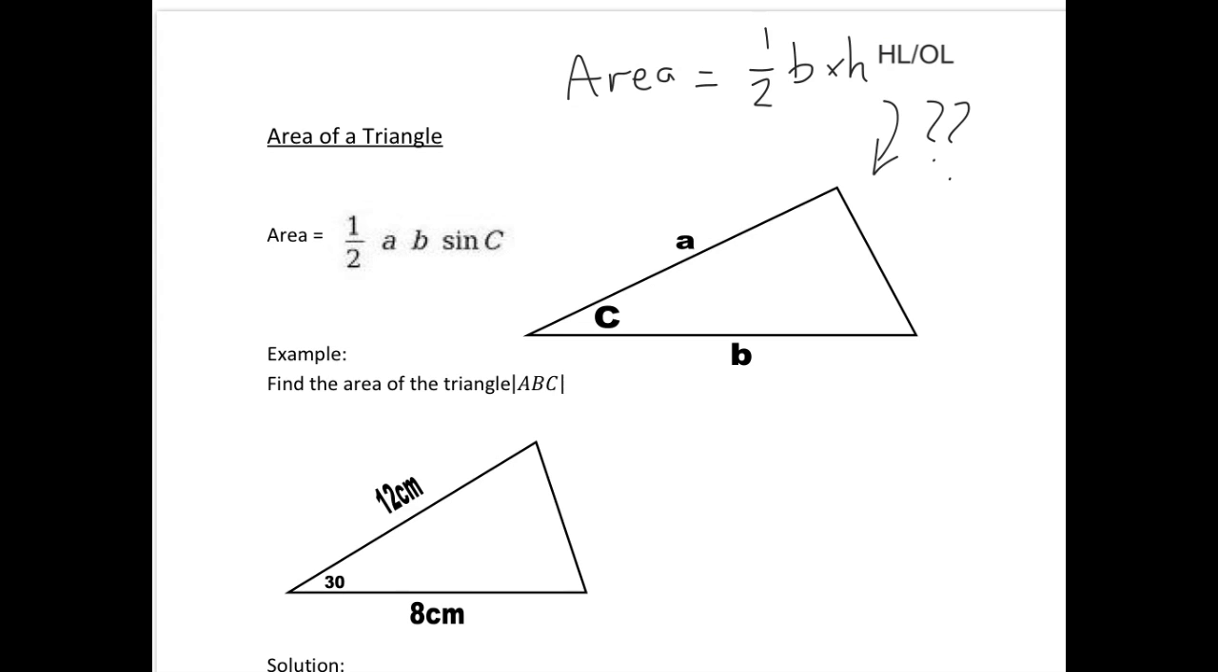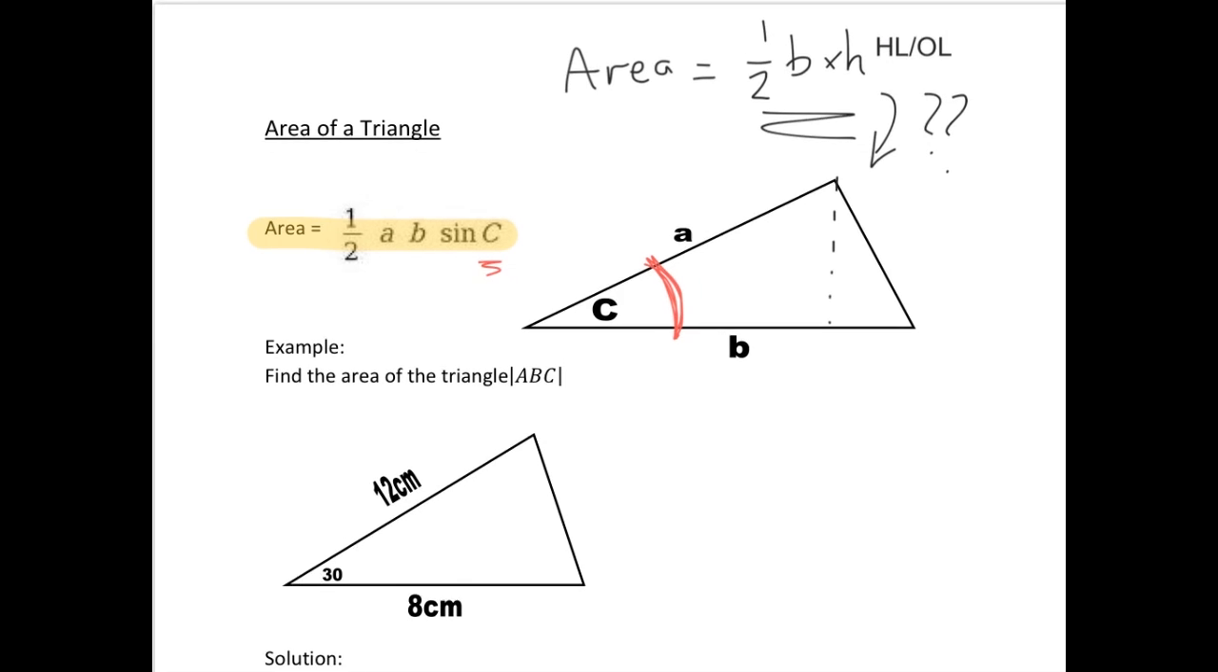Because in order to work out this area using this formula, we would need to know this perpendicular height here, which we can't figure out. So, another formula we can use is given here, and it is a half AB sine C. Now, the important thing to note here is that this angle C must be the angle in between A and B, just like we have here. We can only use this formula when we have the angle in between two sides that we know.